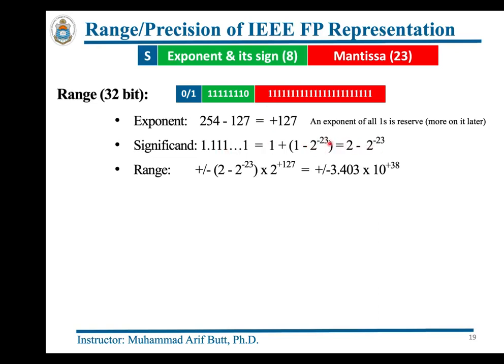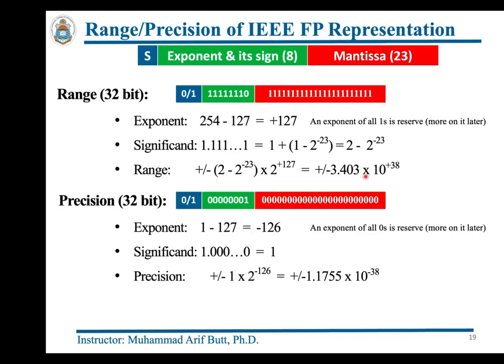Please do the math. Thus the range of a 32-bit floating point number is plus minus 3.403 times 10 raised to the power plus 38. So this is the binary 2 raised to power 127, and this is in pure decimal. So this is a huge range. Let us see the precision now. Precision means the smallest possible fractional number.